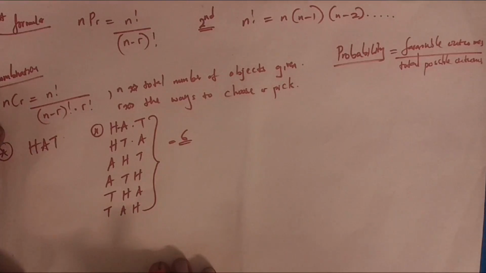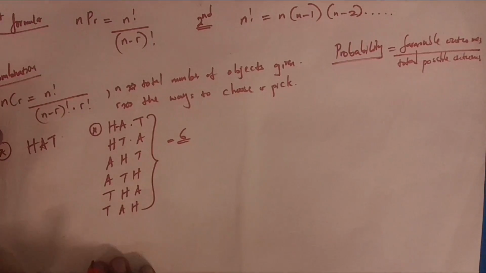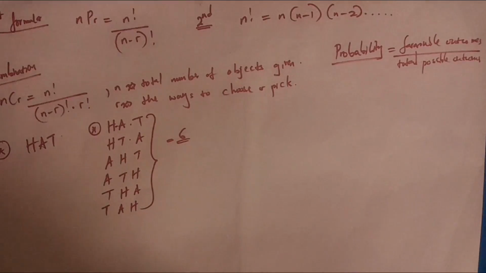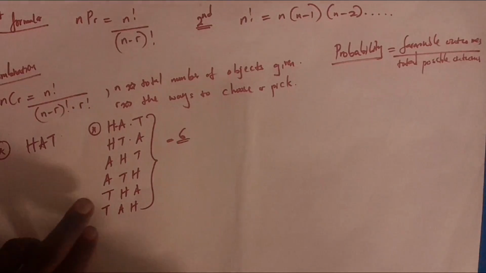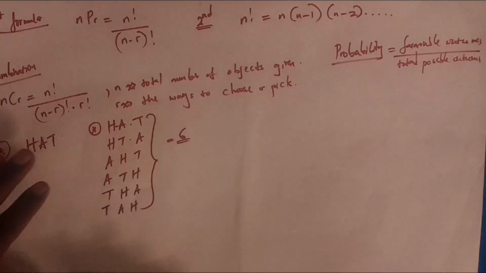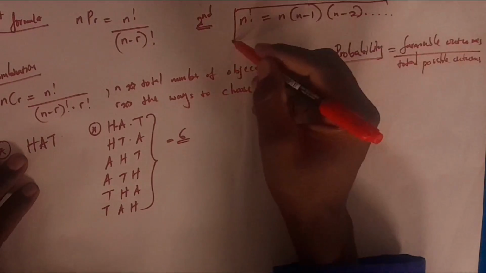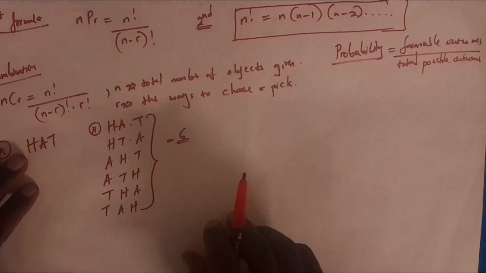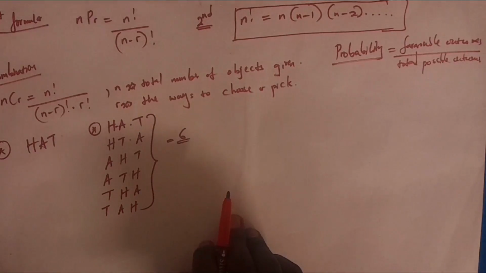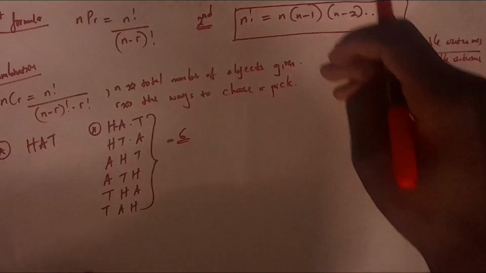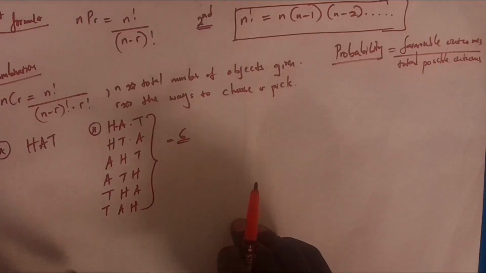When we are asked to find permutations of a word like this one, we need to find the ways we can arrange that word in different ways. We can also use a formula here, because we have agreed that in permutations we have two formulas. When the question says we only need to find the permutation, that's when we use this formula. We can't use the first formula.